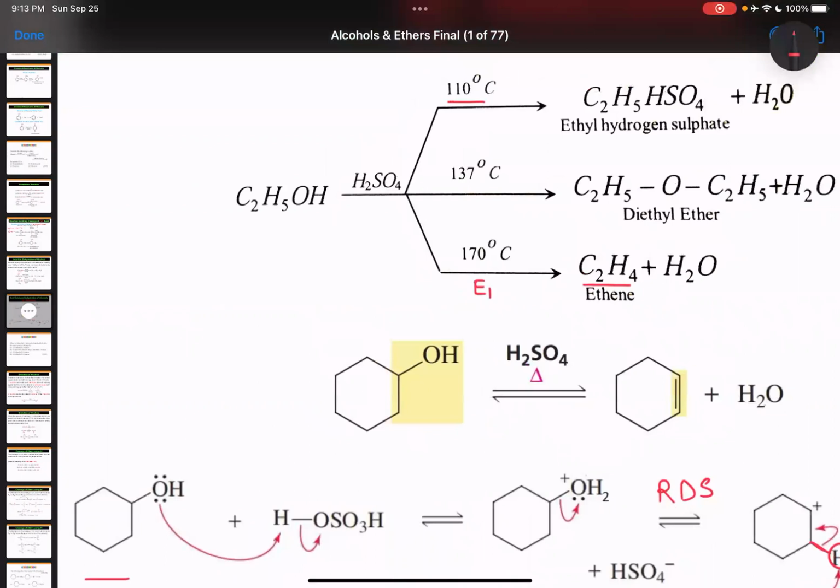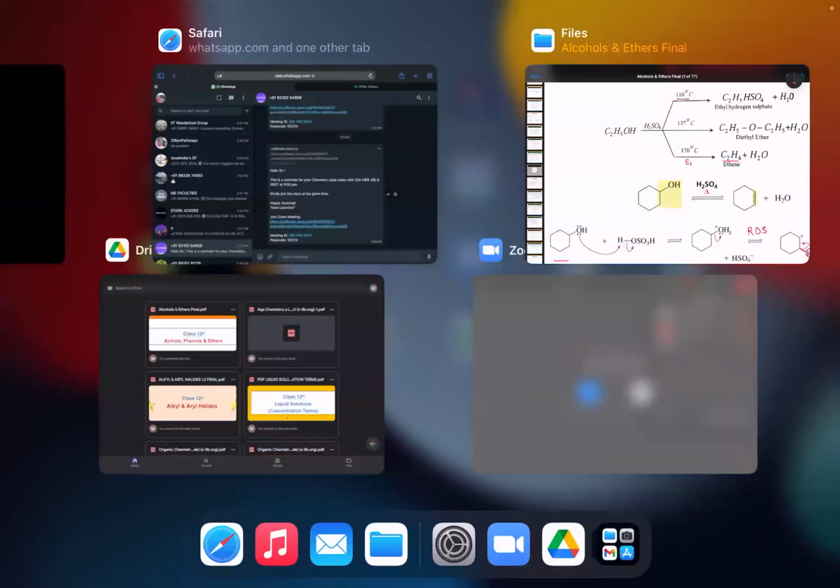Okay. You can use one more reagent for dehydration of alcohol, and that is Al2O3.